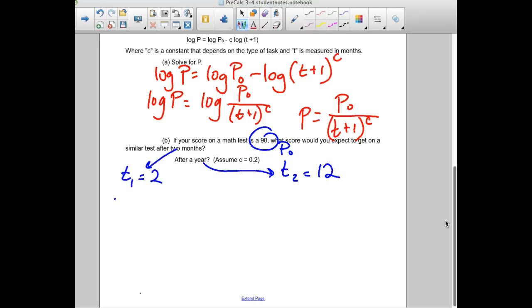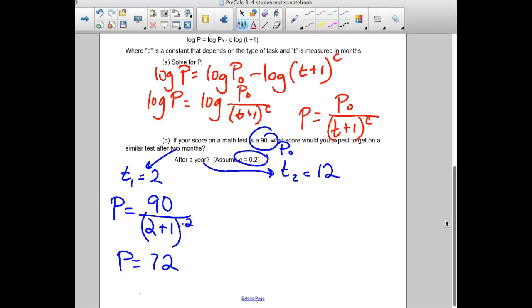So we have the equation P equals 90 divided by 2 plus 1 to the C power. And they gave us a C value of 0.2. So we need 90 divided by 3 to the 0.2 power. What do we get? Go ahead and round it to a whole number since it's a test score. What are we getting? 72? Okay. So after 2 months, our score would have gone down from 90 to 72.